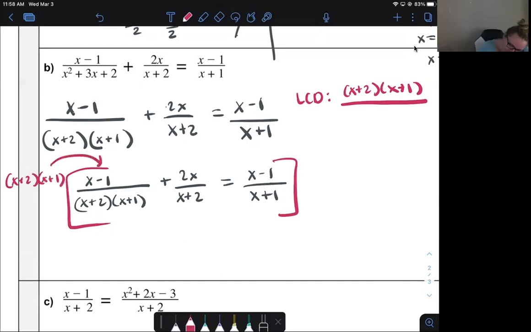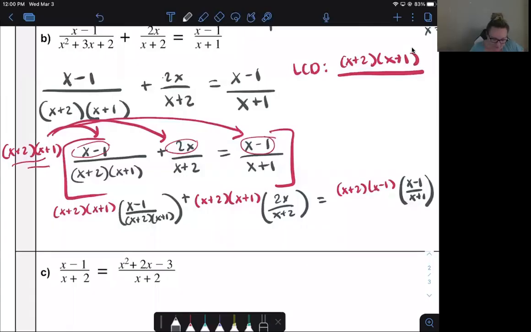So you're going to distribute this. You're going to multiply all of these numerators by x plus 2 and x plus 1. Then you're going to simplify what you can. All of your denominators should end up canceling. Then I want you to tell me the equation you get after you multiply each of these fractions by the LCD and you simplify. What equation do you end up with? Go ahead and give it a shot on your own.